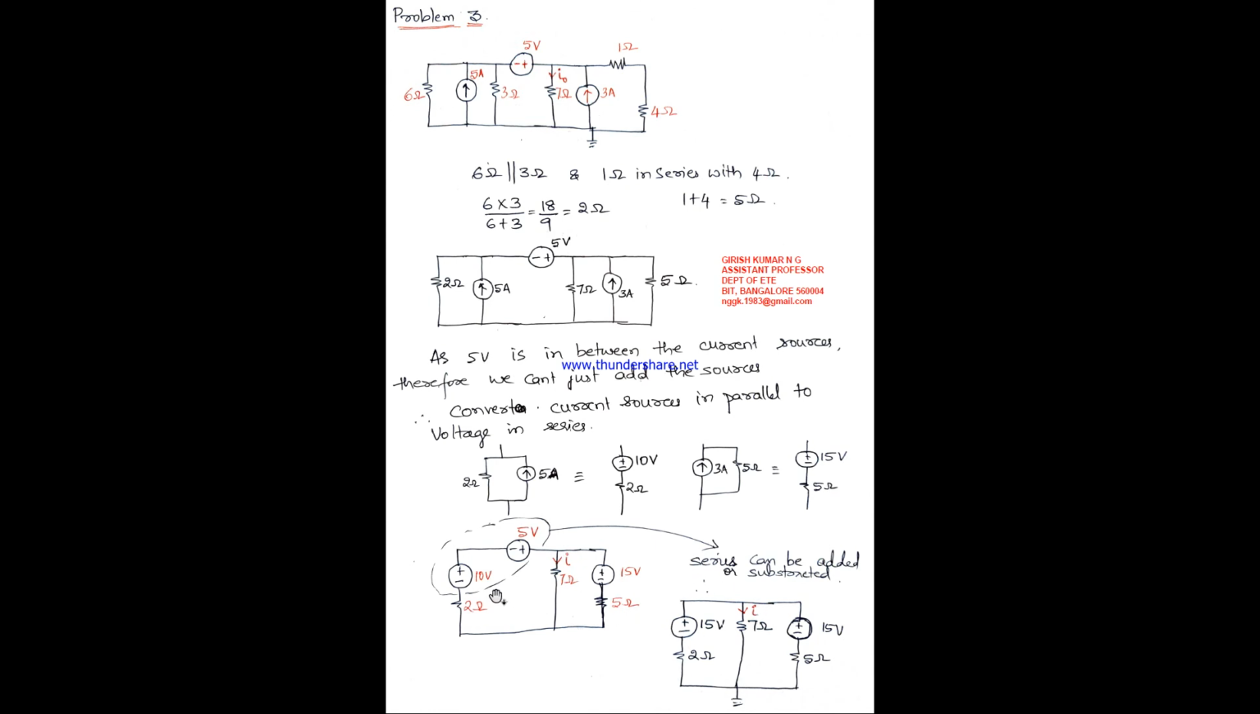Now you see this 10 volts and 5 volts get added up, because when I see the current flowing towards this branch, it flows from minus to plus and again minus to plus.